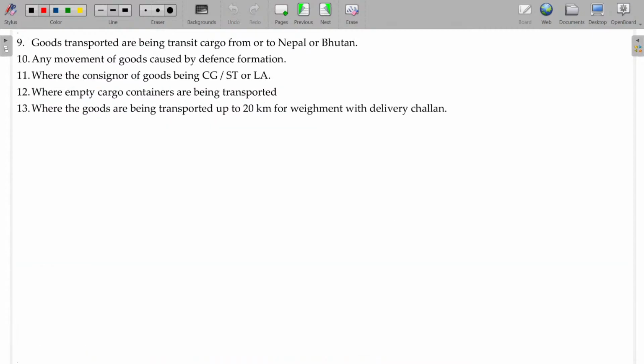Clear. And goods being transported as transit cargo from India to Nepal or Bhutan, of course, e-way bill not required. Any movement of goods caused by defense formation, not required. Where the consignor of goods is the central government, state government, or local authority, not required. Empty cargo containers being transported, not required. Where the goods are being transported up to 20 km, already we have studied, for weighment with the delivery challan, to check what is the weight, and you have the delivery challan for that, e-way bill not required.